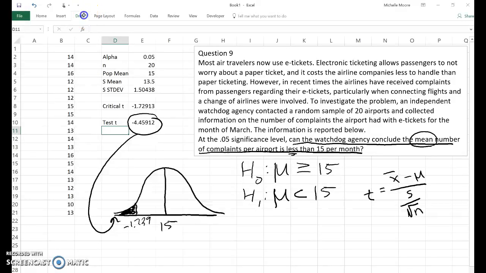Therefore, our decision, let me switch to something else, would be to reject the null hypothesis because we're in the shaded region, we're really far in the tail, and accept the alternative, which is that the mean is less than 15. So when your decision is that you reject the null, when you interpret that, you need to go back and answer the question, which is that the mean number of complaints is in fact less than 15 per month.